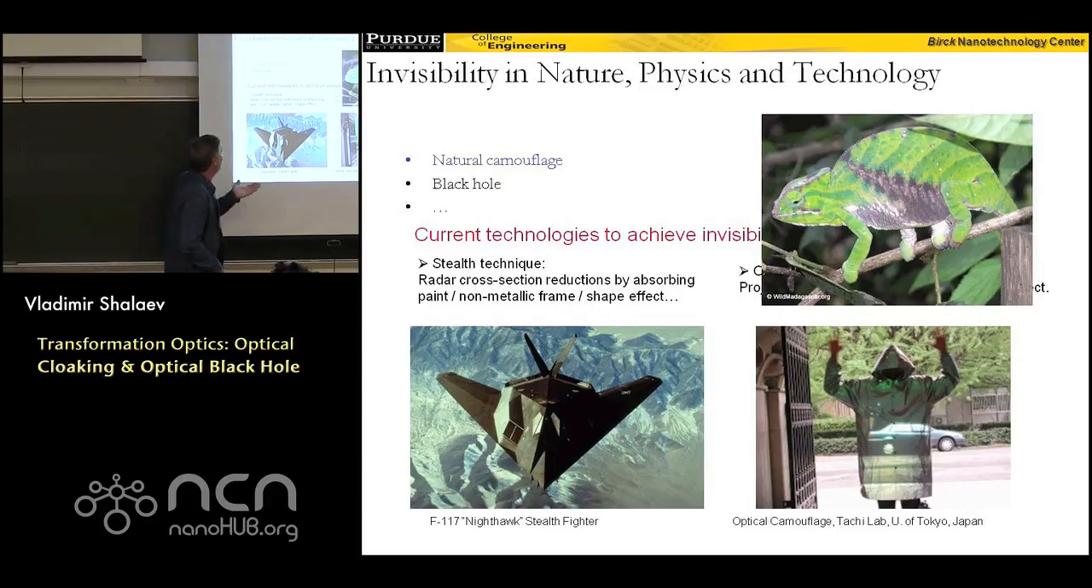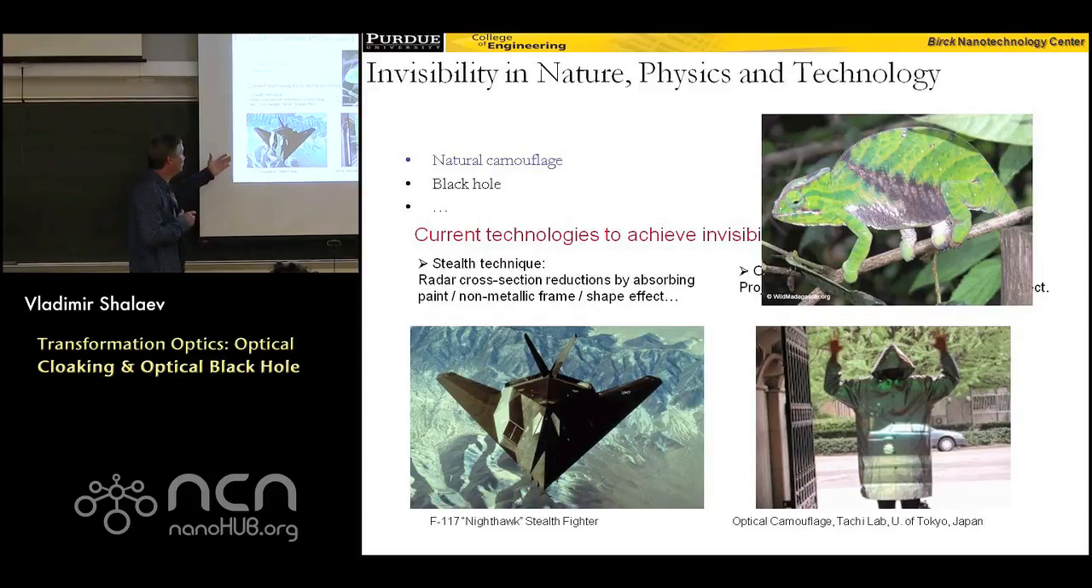Like in this case, you have this chameleon, and we know that it's capable of changing its color so that it would match the color of the surroundings, and it's hard to see it. It's just an example to bring us to this world of cloaking.